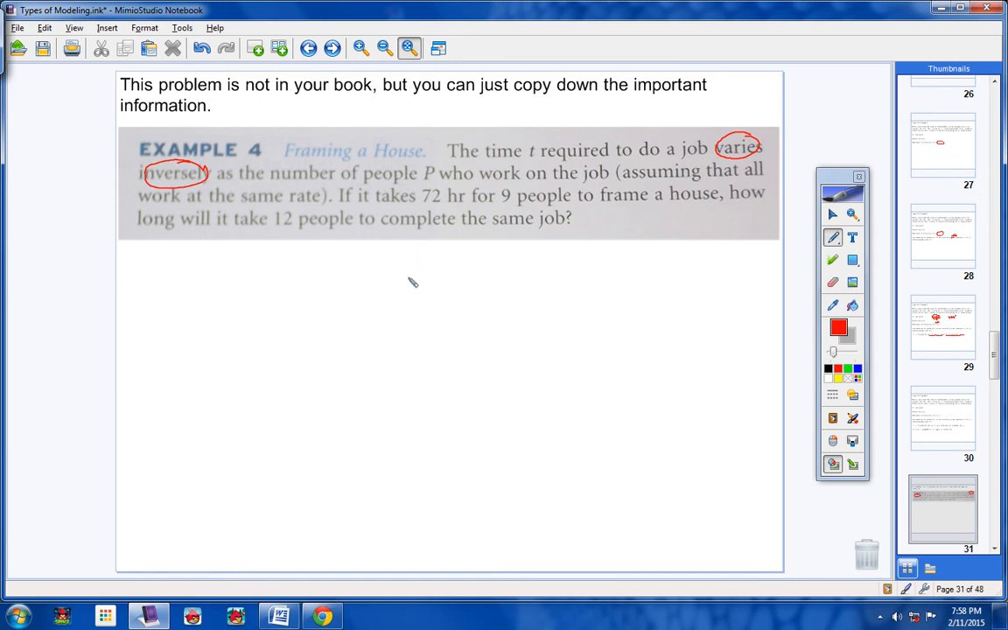I'm going to be quiet here. I'm just going to go ahead and wait. So go ahead and copy this problem down, and we'll go on in just a minute.